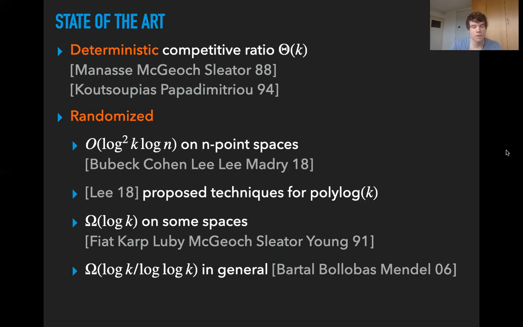In terms of lower bounds, there's a lower bound of order log k for some metric spaces. So this would be matching what is conjectured for any metric space. And also for every metric space of at least k plus 1 points, it is known that the competitive ratio cannot be better than log k over log log k. So almost the same lower bound.